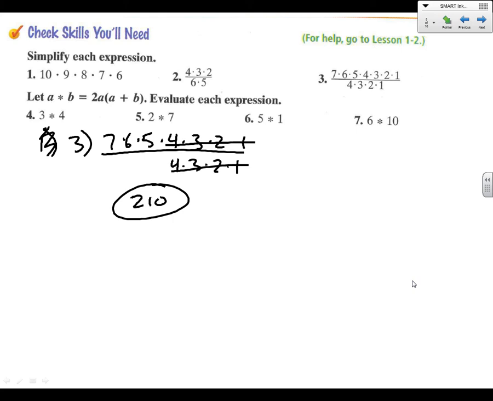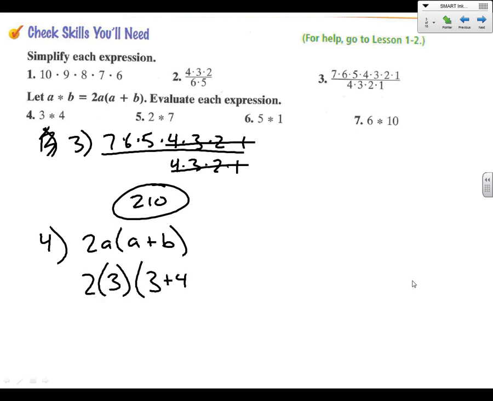We can do that. All right, let A dot B equal 2A, A plus B. So there's a formula here. So for 4, the formula is 2A, A plus B. What's our A? The A is 3. What's our B? The B is 4. Order of operations, we need to add first: 2 times 3 times 7. 2 times 3 is 6. 6 times 7 is 42. All right, follow those steps for 5, 6, and 7. Go back to number 1 and 2. Pause the video. Press play when you're ready to go.